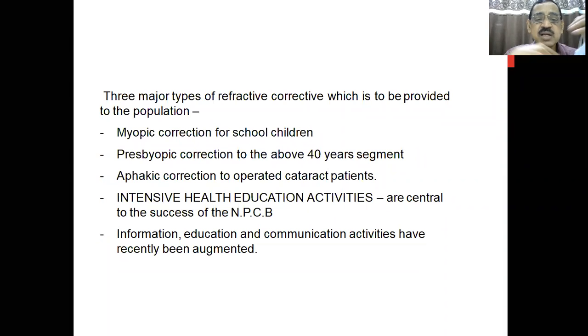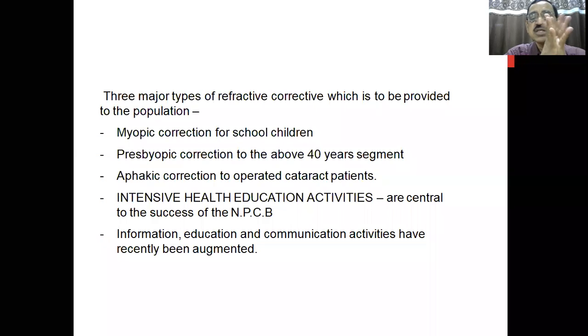Secondly, after 40 years, you know pretty well that most individuals, maybe you also sometime later, say after 20, 25 years, you may become presbyopic, because that is nothing but a receding of the near point. So these people will have to be given near correction with convex lenses.